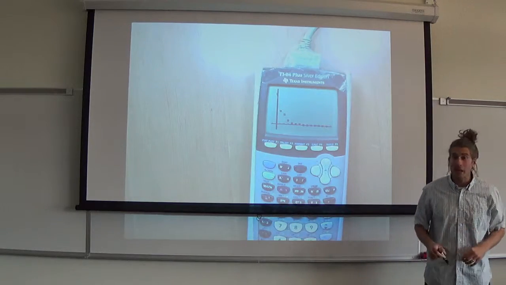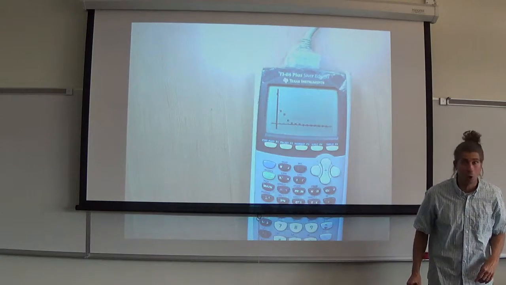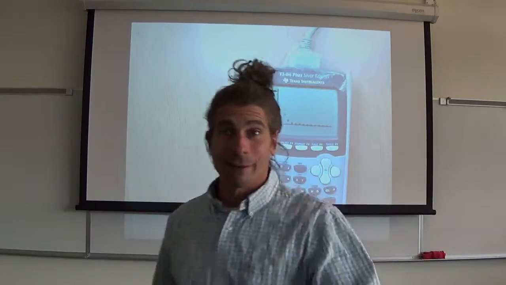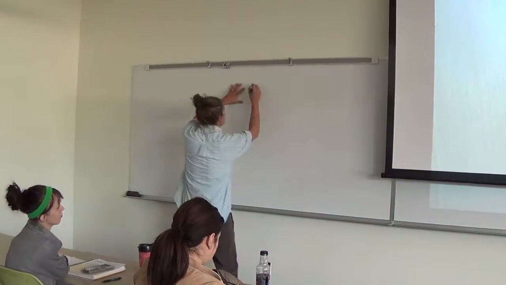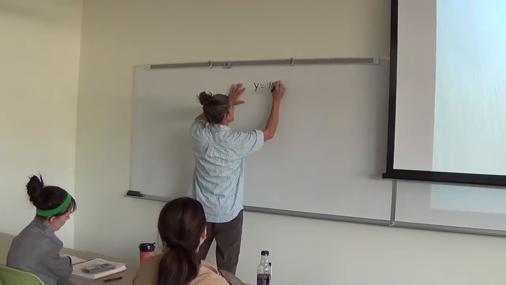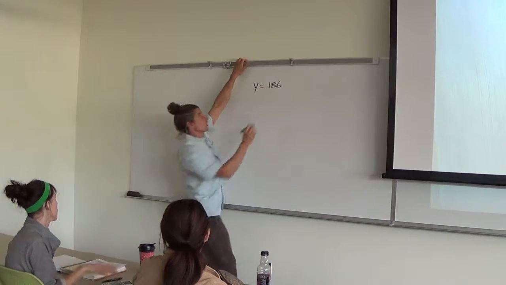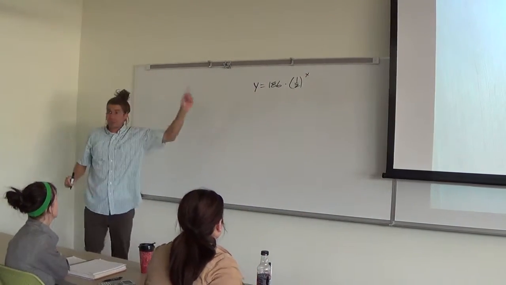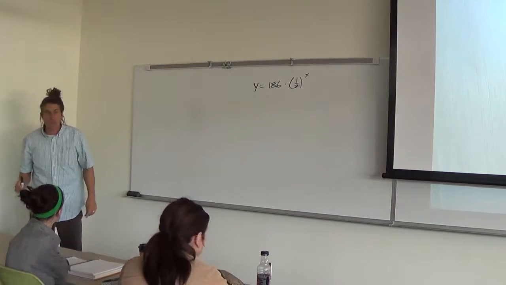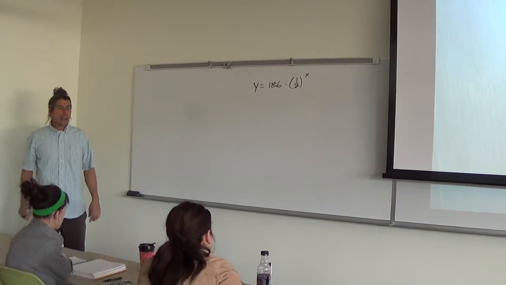And we discovered the model before we even knew what the model was called. Remember the equation we came up with together? That was a pretty good fit. Yeah, Jerry, you got it. Y equals 186 times 1/2 to the x power, and that was the fun part of this: where the x is.